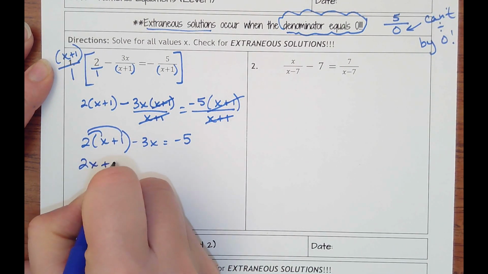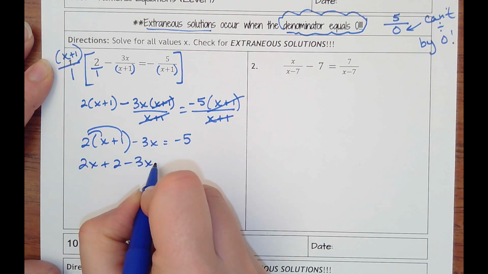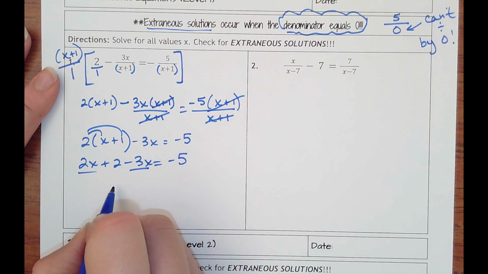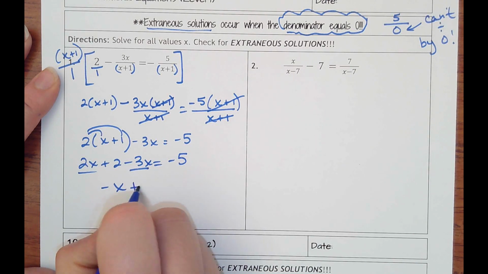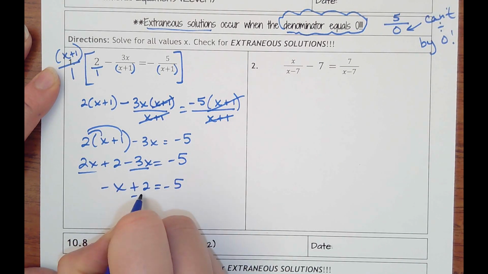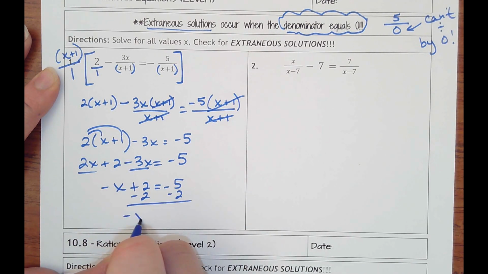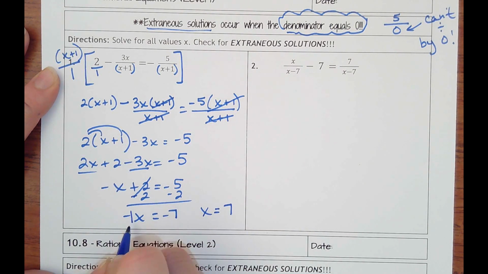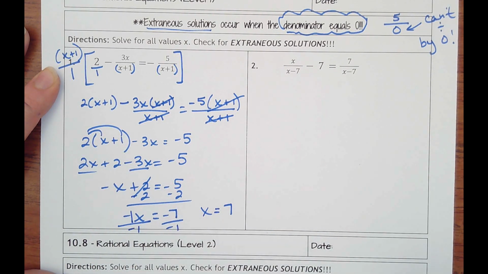Distribute. Combine your like terms. 2x minus 3x is negative x. Subtract 2. So negative x equals negative 7. If negative x equals negative 7, positive x has to equal positive 7. Or there's really a times negative 1 here, and you divide.